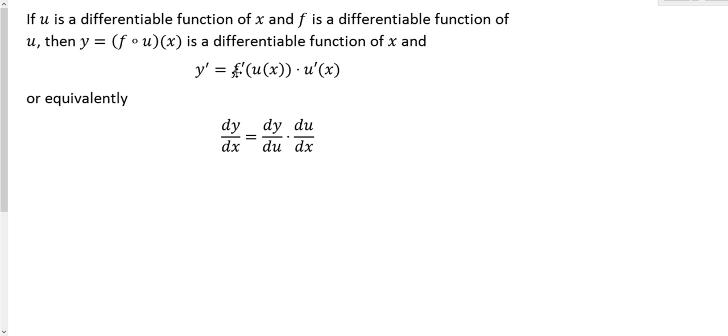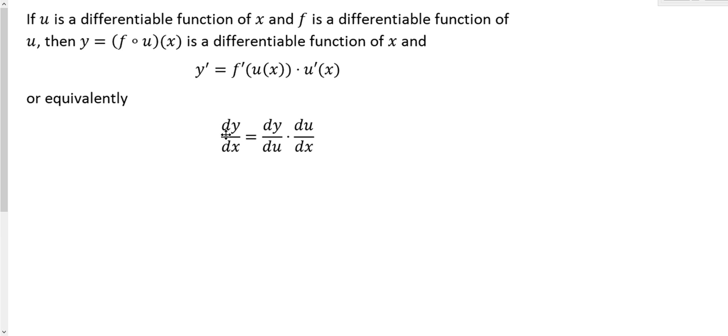So the derivative y prime would be equal to the composition of f prime and the u of x. So this is f prime of u of x multiplied by u prime of x. So what we have here is we take the derivative of the outside function f with the inside function u of x being the independent variable. And then we take the derivative of the inside function u of x with respect to x. And we multiply those two together.